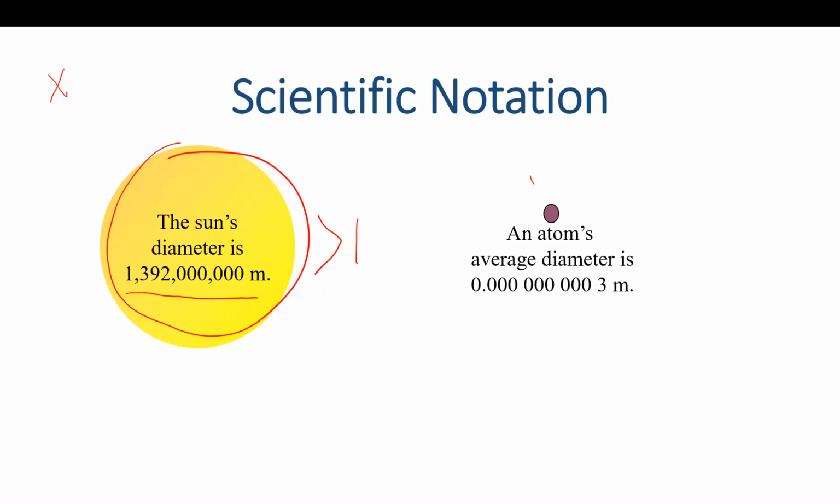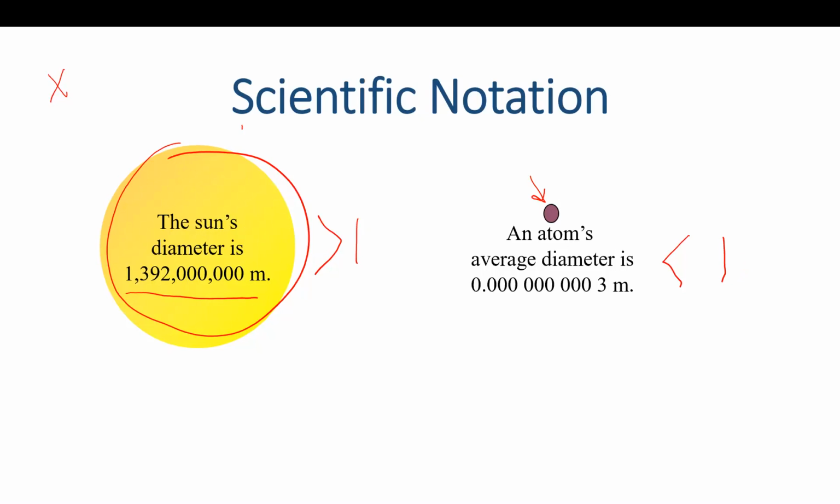Then the other number we have is the diameter of your average atom, which is a really small number. It's 3/10 billionths of a meter. So this number is a really small number. It's much lower or smaller than 1.